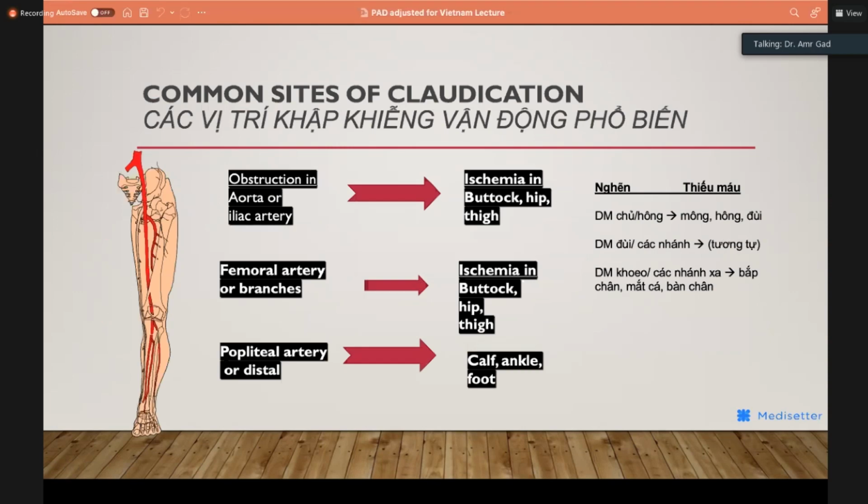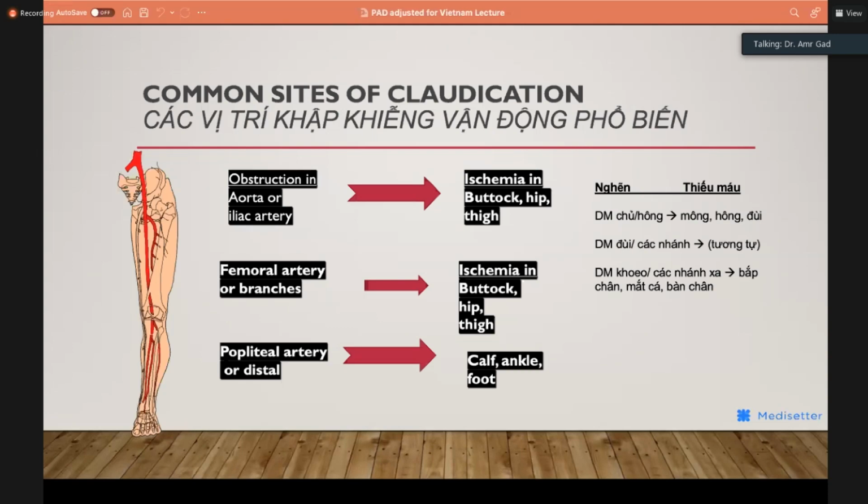This picture illustrates a very important sign related to the symptom. You can know where the vessel is occluded, or where the ischemia is, according to the site of the pain. If I have diagnosed intermittent claudication already, I know that the patient has ischemia. The second step: where does the intermittent claudication or the cramping pain happen?